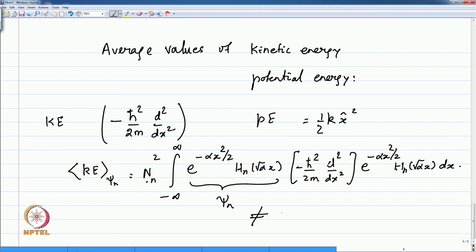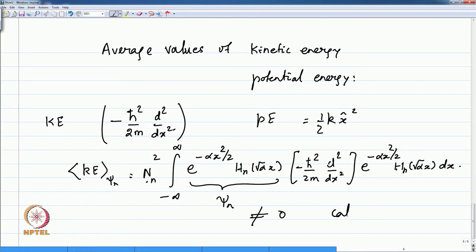This integral is not 0, because if H n is odd, it is an odd times odd function. This is a second derivative. The second derivative does not change the oddness or the evenness of the function if it has that character. An odd function remains an odd function, an even function remains an even function. Therefore, the average value of the kinetic energy for the harmonic oscillator, after all, it is a square of the momentum. It does not depend on the direction of the momentum. Therefore, for positive x and for negative x, they keep adding the momentum for each value of the position. So, this is not 0.